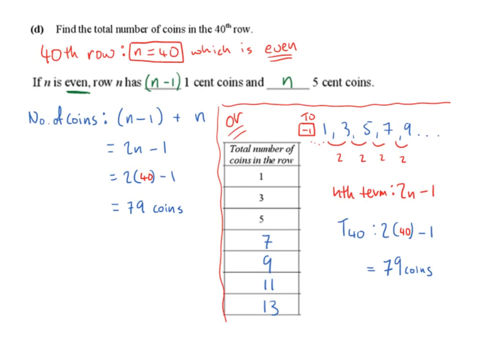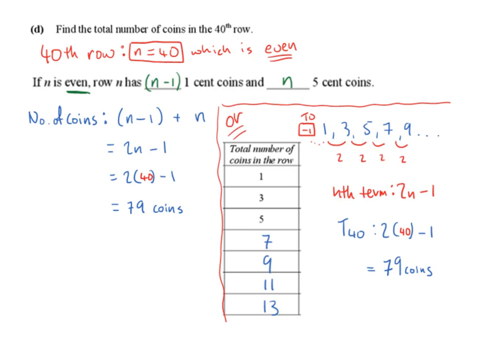Or, what we can do is have a look at our row. So this is the total number of coins in the row. So in the first row, term 1, it was 1, then 3, then 5, then 7, then 9, then 11, and 13, and so on. So we can write out that sequence, 1, 3, 5, 7, 9, dot, dot, dot. So we can come up with the nth term, which is actually what we did over here. That is technically the nth term for that sequence.